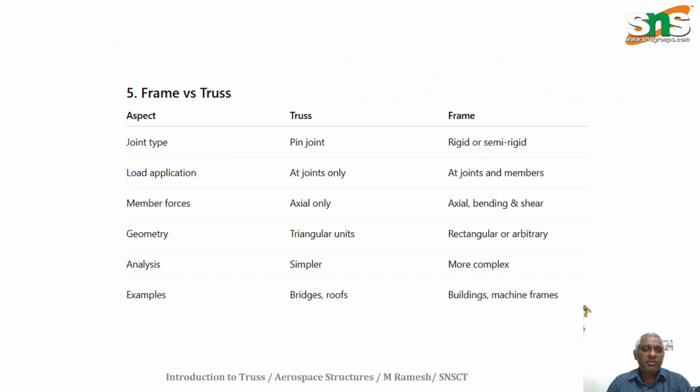From an analysis point of view, truss analysis is much simpler, but frame analysis is more complex because of the load application. The effects of axial tension, compression, bending and shear all come into the picture, so analysis is more complex compared to a truss. For example, trusses are used in bridges and roofs; for frames, we have building frames, machine frames, as well as automobile parts and automobile frames.